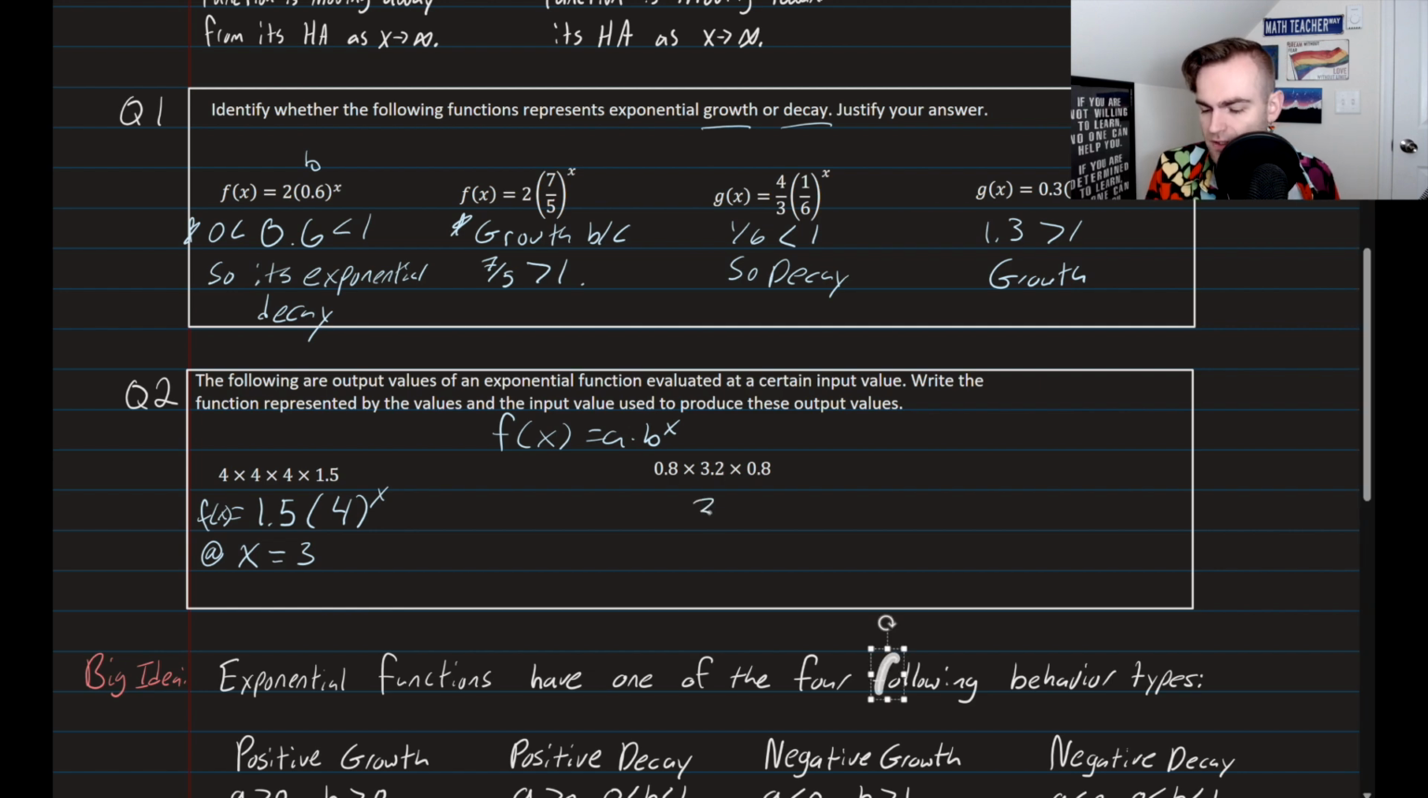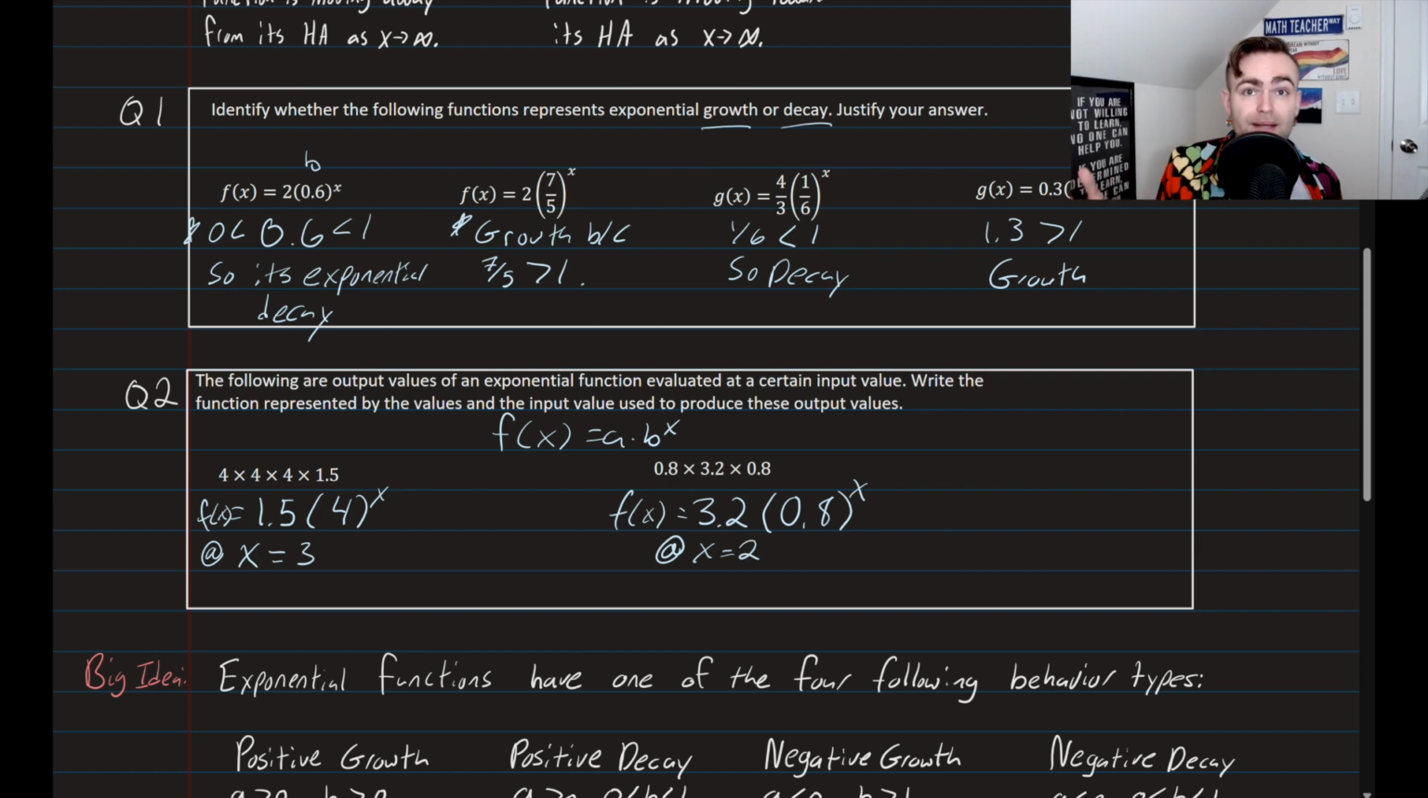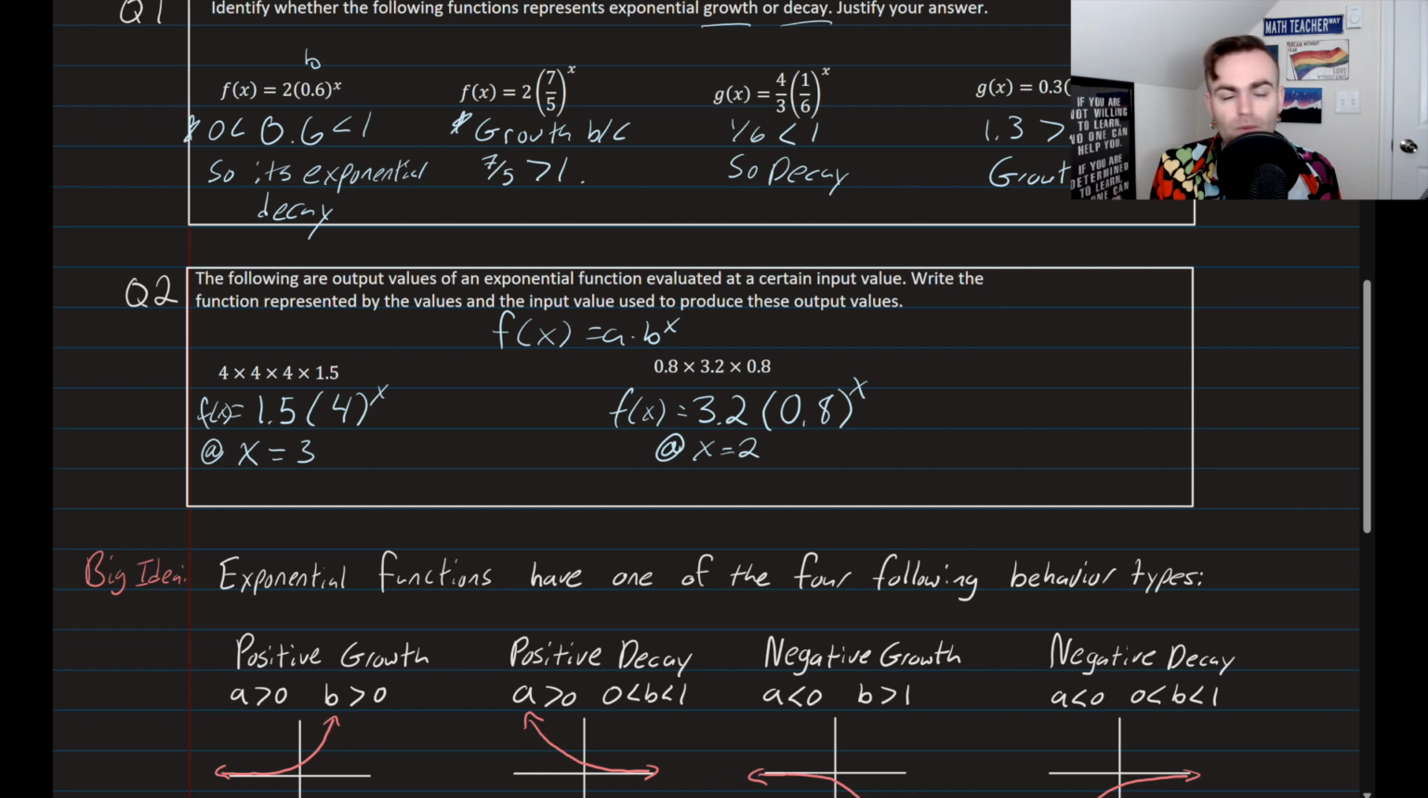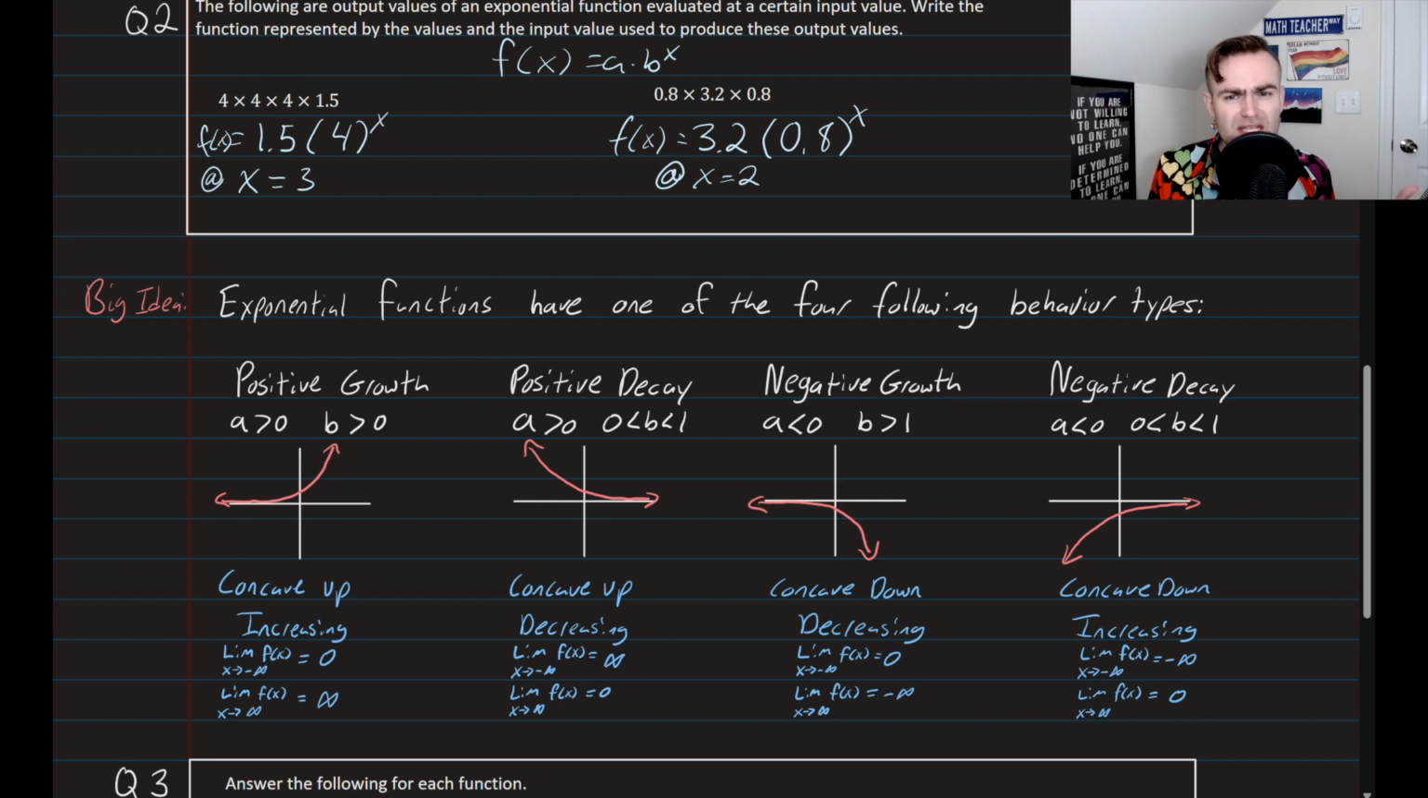For the second one, our initial value is 3.2. We are repeatedly multiplying 0.8. So f of x equals 3.2 times 0.8 to the power of x would be our function, and we are evaluating this at x equals 2. Not too bad. We're in pre-calculus, so what we really care about is behavior. We really analyze the behavior of these functions, and we're trying to make determinations and solve problems using this behavior.